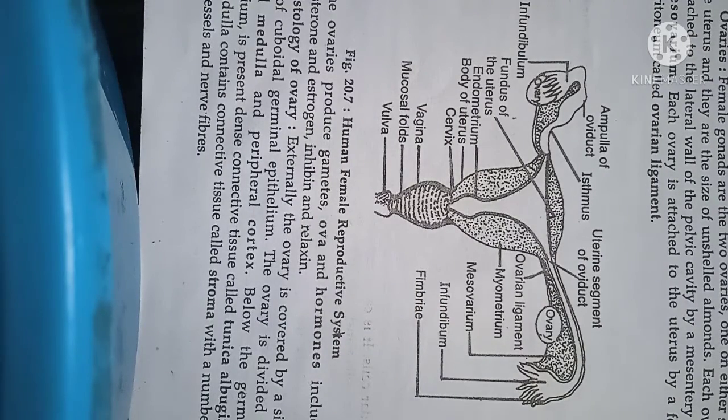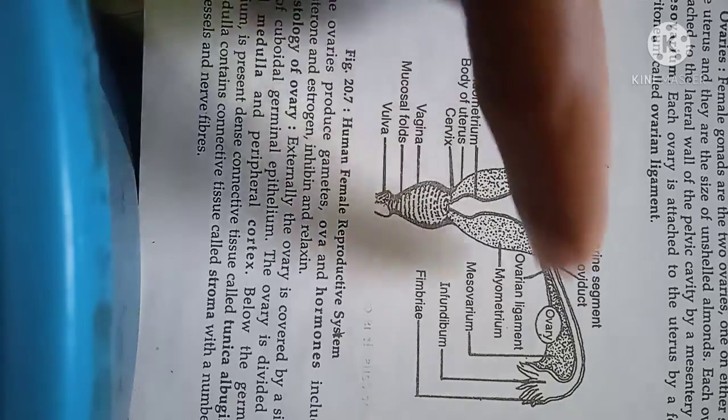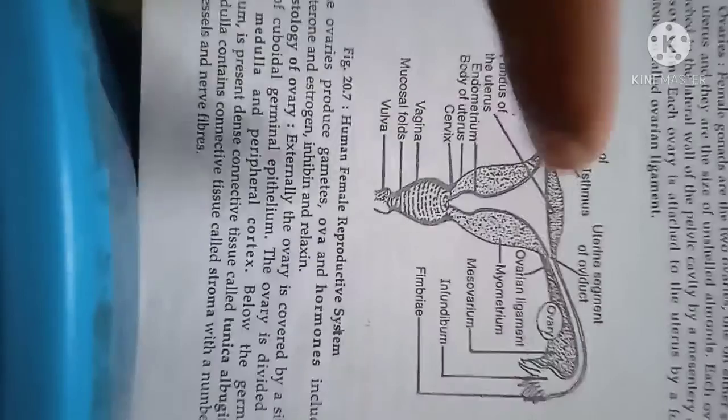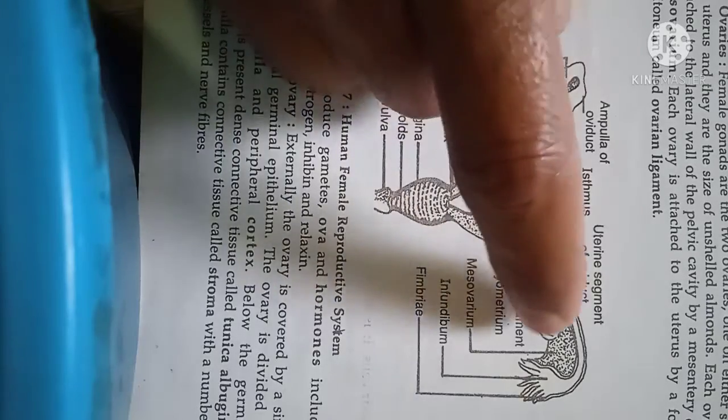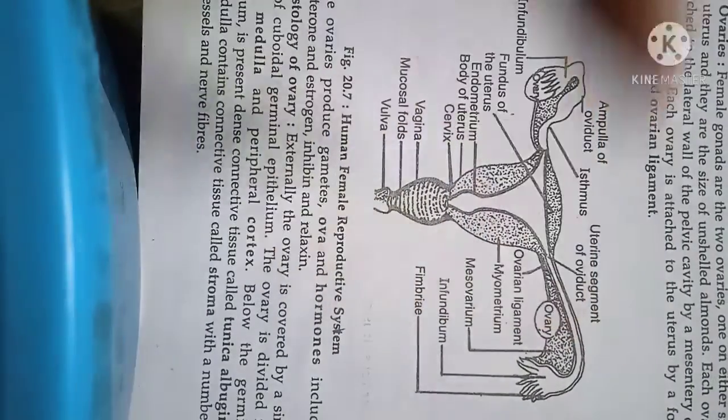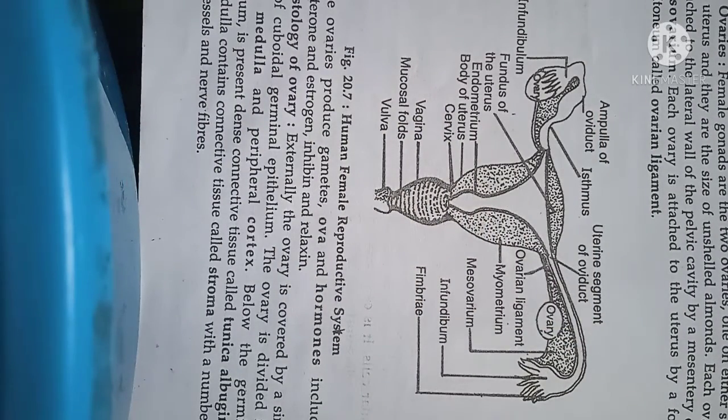The ovaries are a pair of small, oval and almond-shaped bodies. Each ovary measures about 3 centimeters in length, 2 centimeters in width and 1 centimeter in thickness.